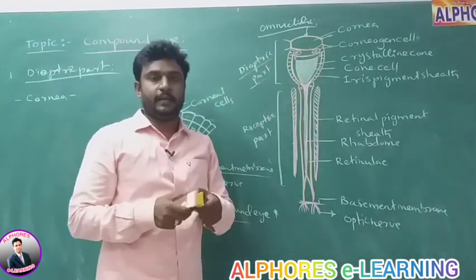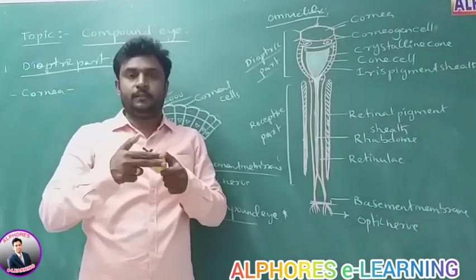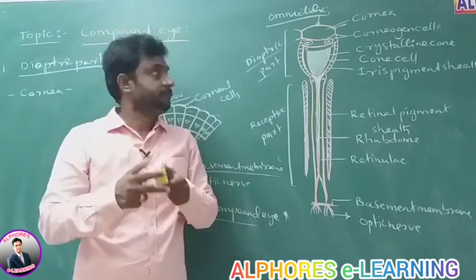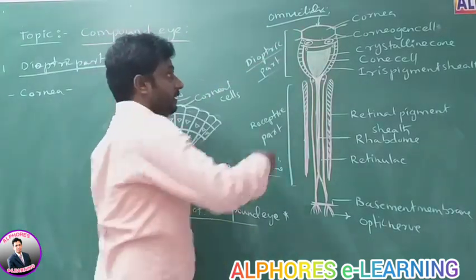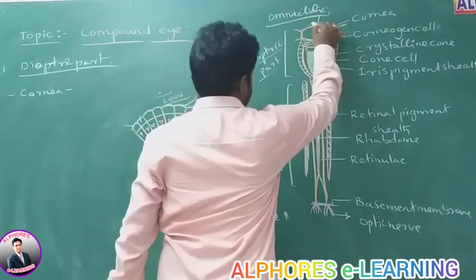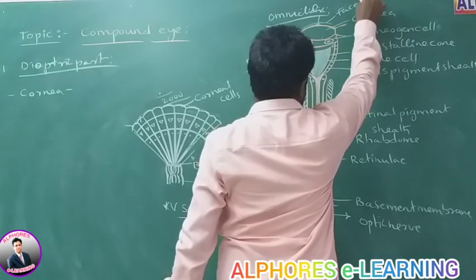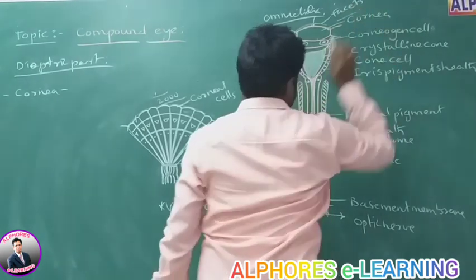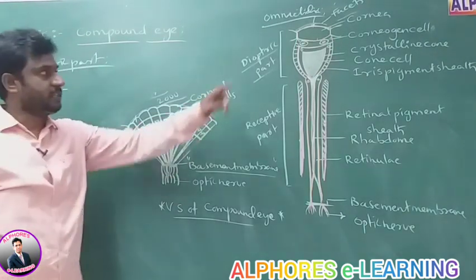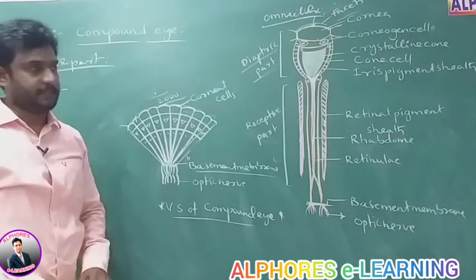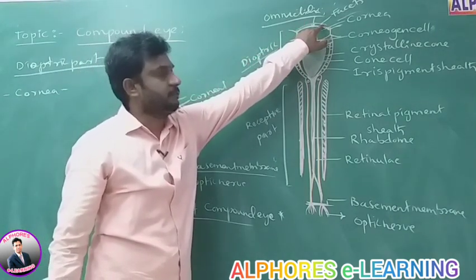If the ommatidia is present like this, only this part is visible outside. This part of the ommatidia is called the cornea. The cornea is covered with hexagonal units which are called facets. Facets are just like plates, sclerites. The sclerite or plate that covers the cornea is called a facet.